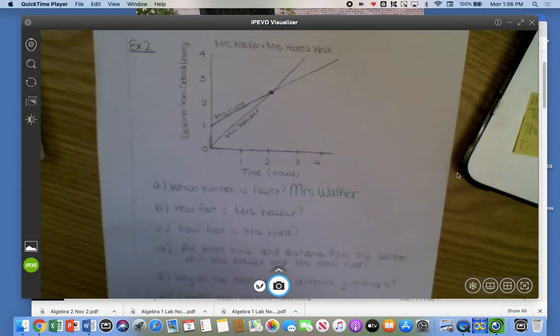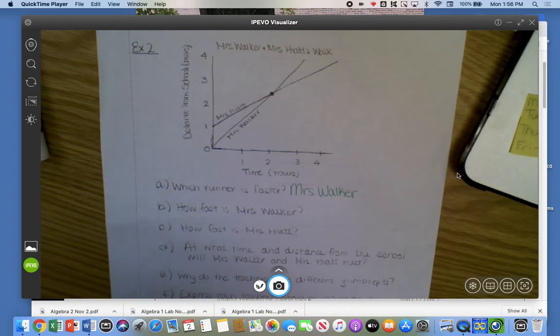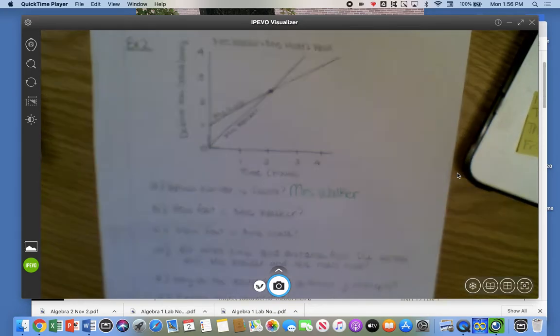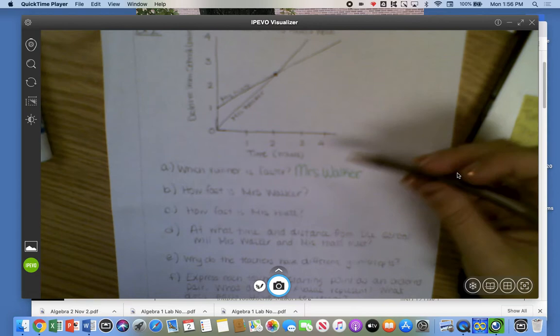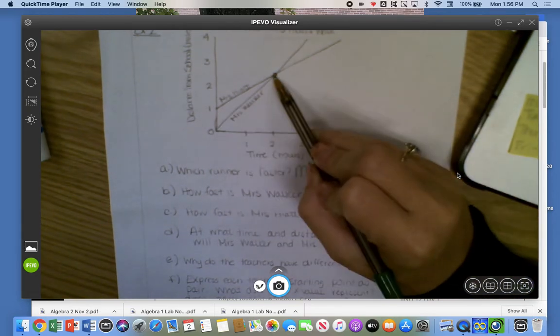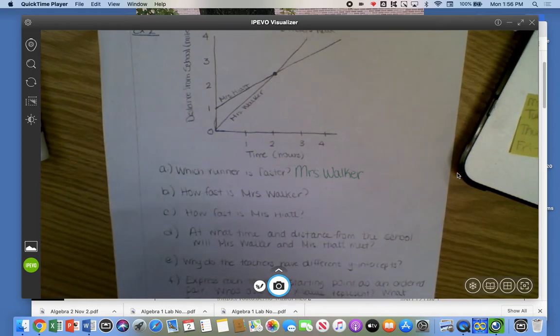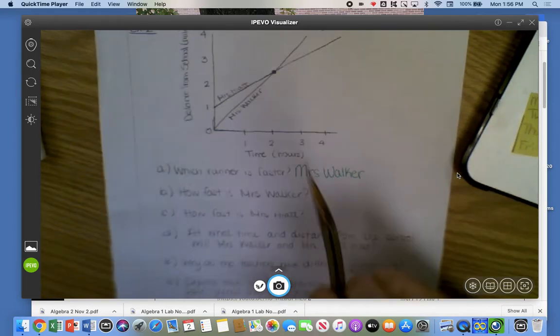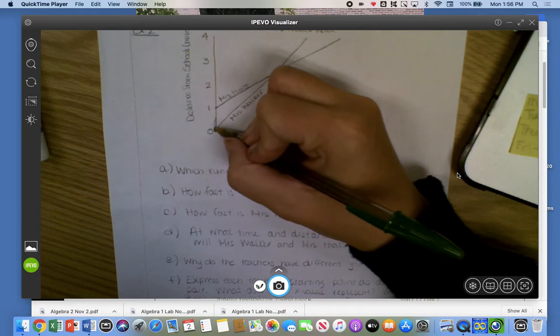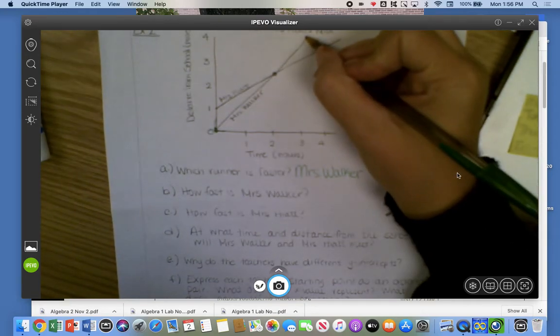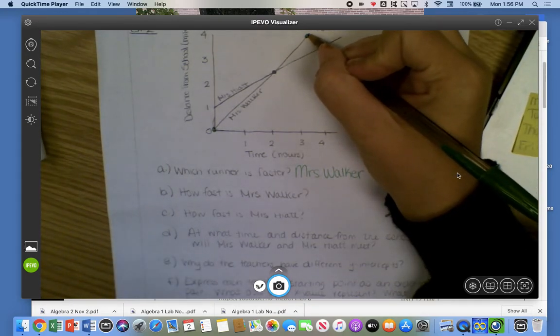Now the second part, it says, how fast is Mrs. Walker? So I have to have 2 points to compare. So I would compare this starting point and then this dot that we can read. So if we go here, all right, so I start out at 0, and actually my ending point is a good point to start as well.